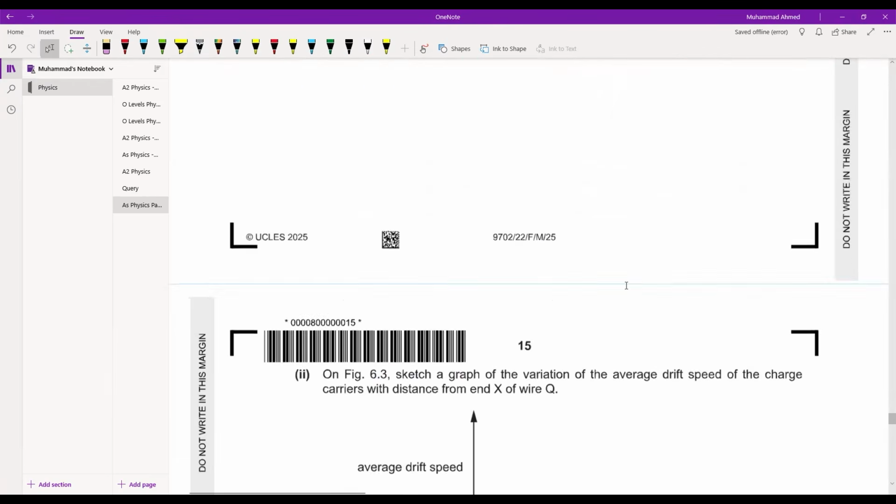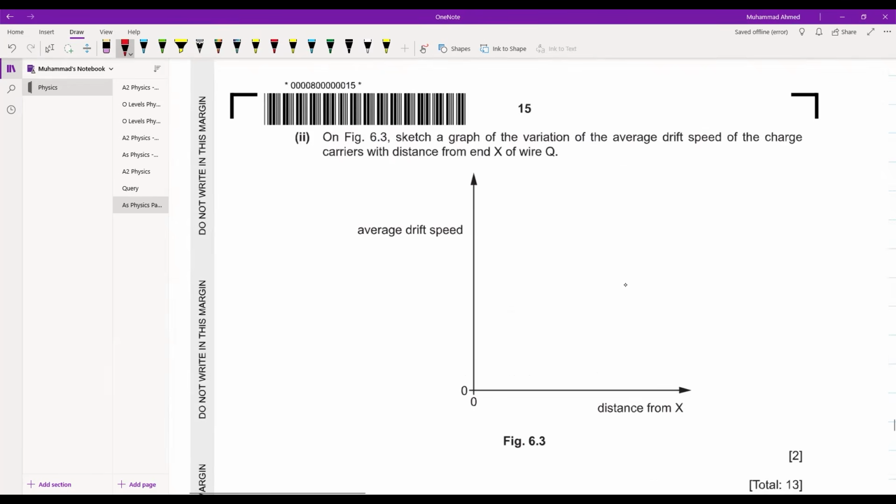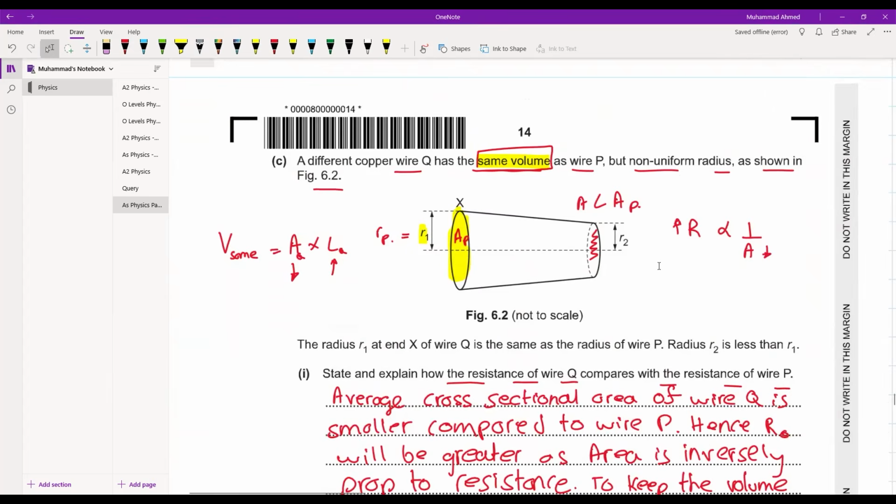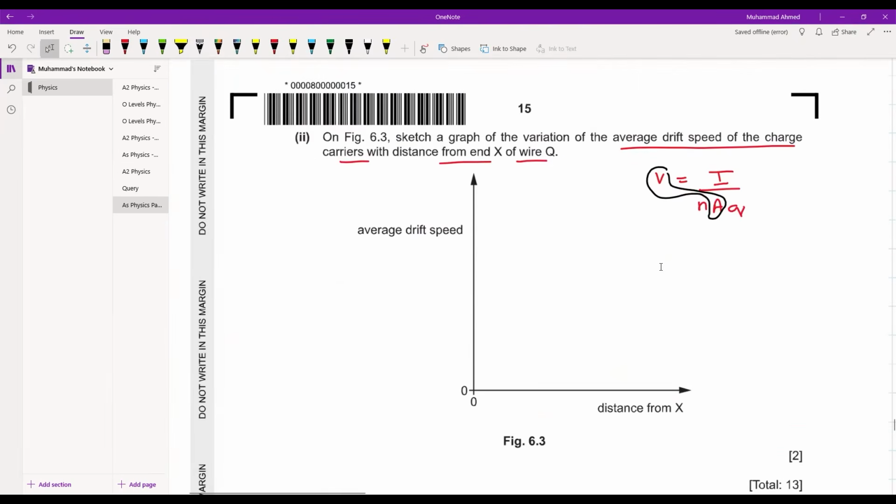Let's further move ahead. Okay, on figure 6.3, sketch a graph of the variation of the average drift speed of the charge carriers with the distance from end X of wire Q. Drift speed is equal to current over nAQ. Can you realize drift speed and area are inversely proportional? As you are moving further away from X, जितना आप x से दूर जा रहे हो आपका एरिया कम होता जा रहा है, your velocity will increase. You will have a graph somewhat like this.